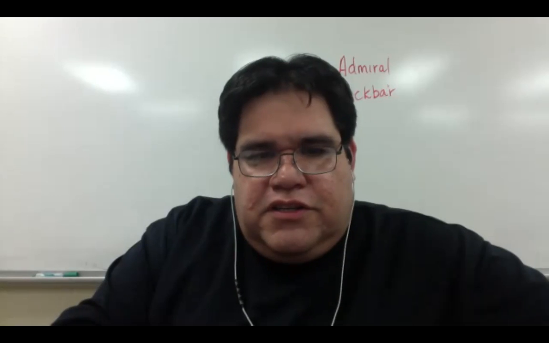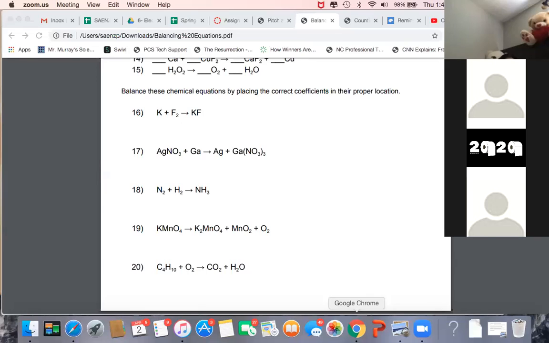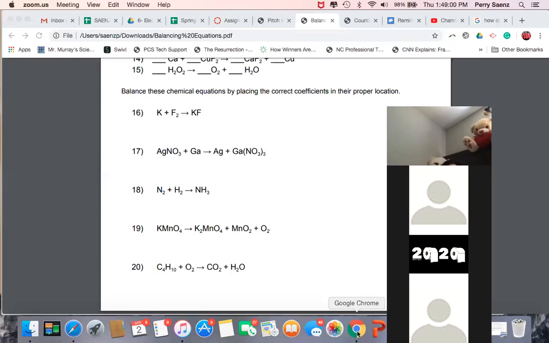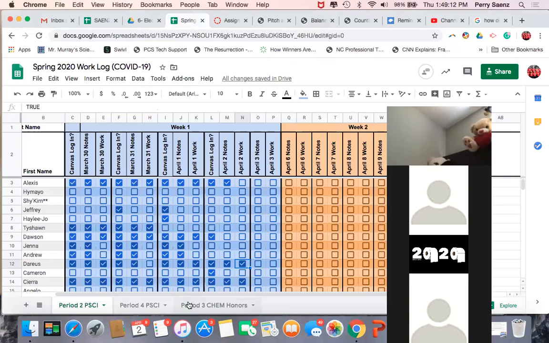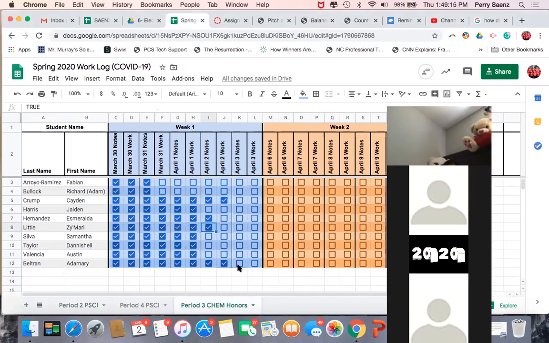Hold on. Here we go. I'm going to stop sharing that thing and give me a second here, guys. I want to share my screen. All right. What do you see? Okay, never mind. I see what you see. You see the balancing equations problems, right? Okay. I just want to make sure, because I believe I shared this with you. Y'all have seen this document, correct?